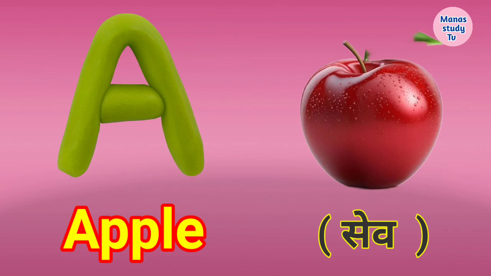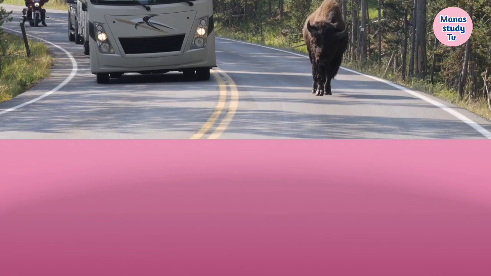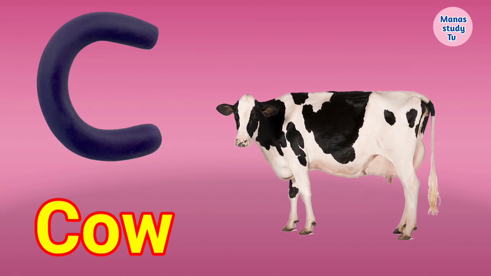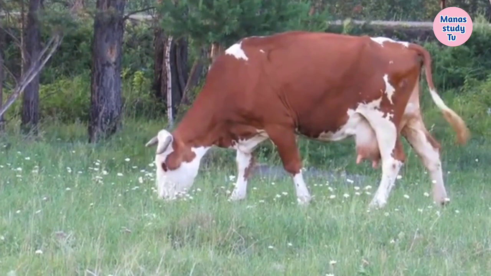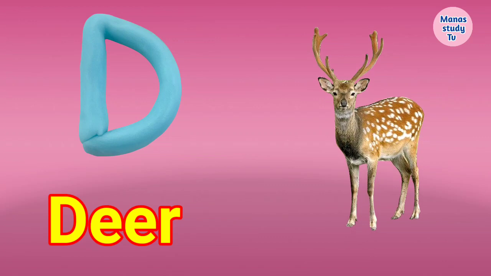A. A for apple. Apple means sale. B. B for bus. Bus means bus. C. C for cow. Cow means guy. D. D for deer. Deer means hiran.